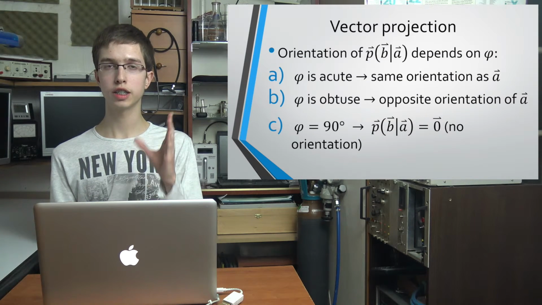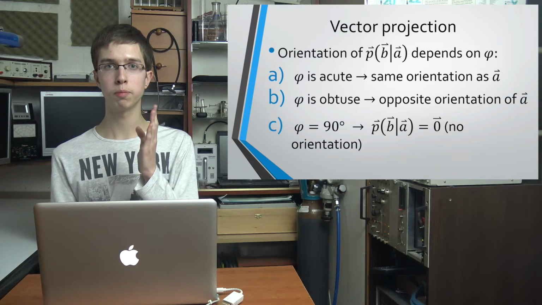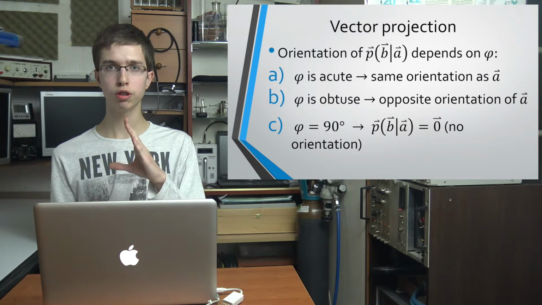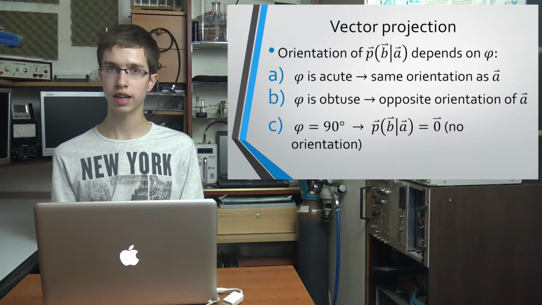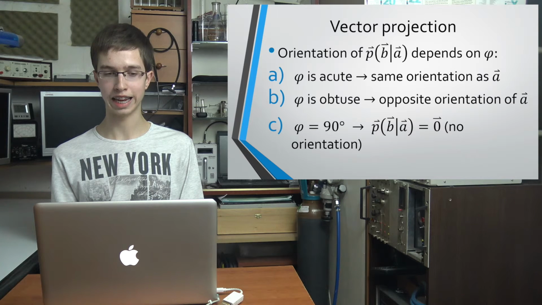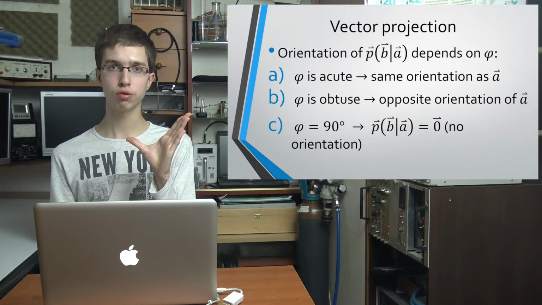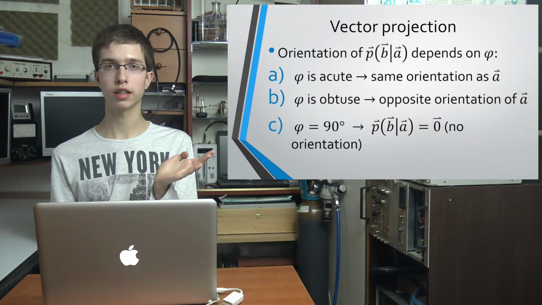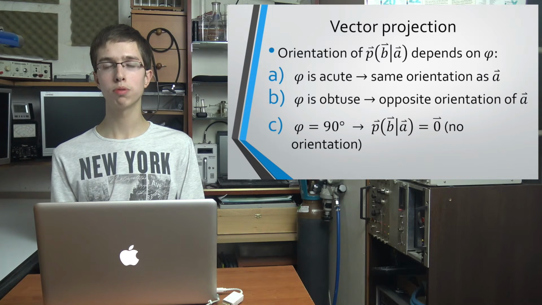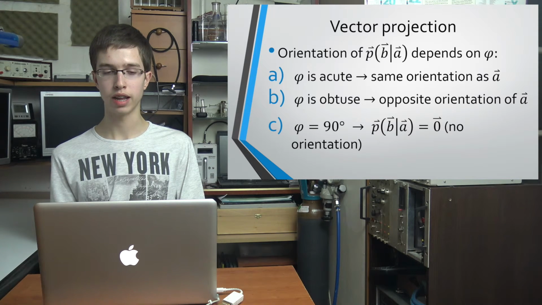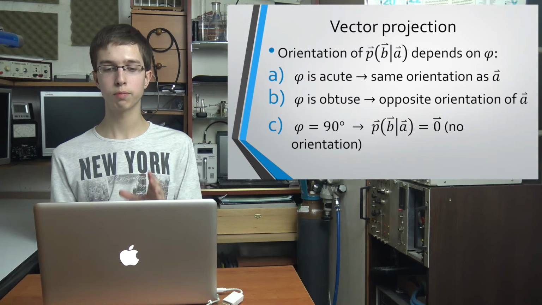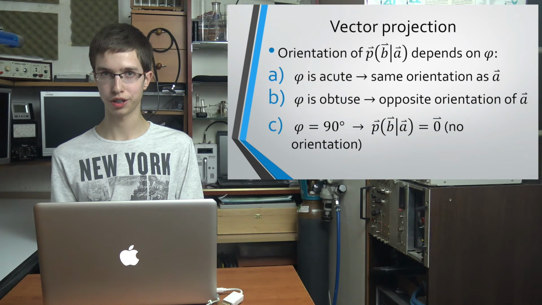Now, the orientation of this projection vector, the projection of b onto a, depends on angle phi. If angle phi is acute, meaning that it's smaller than 90 degrees, then it has the same orientation as a. If phi is obtuse, so bigger than 90 degrees and smaller than 180, then it has the opposite orientation of vector a. And if angle phi is equal to 90 degrees, so a right angle, then the projection is actually a null vector, meaning that it has no orientation.